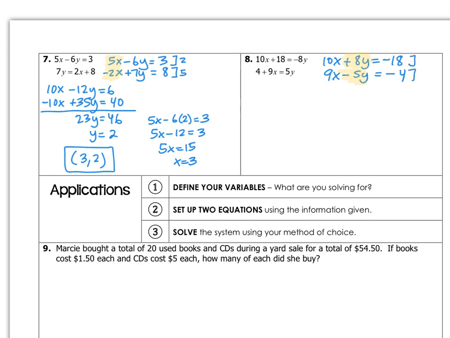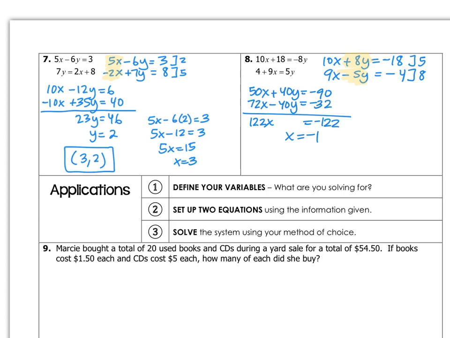So that means to get these to cancel, I'm going to multiply this top equation by 5, bottom equation by 8. So if I multiply the top one by 5, I get 50x plus 40y equal to, what is that, negative 90? I think so. Okay, on the bottom, if I multiply by 8, 72x minus 40y equal to negative 32. So that would give us 122x equal to a negative 122. So x is negative 1.